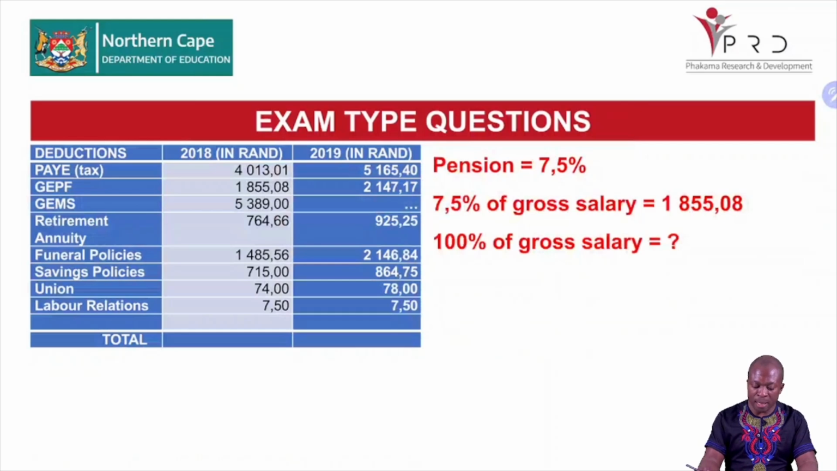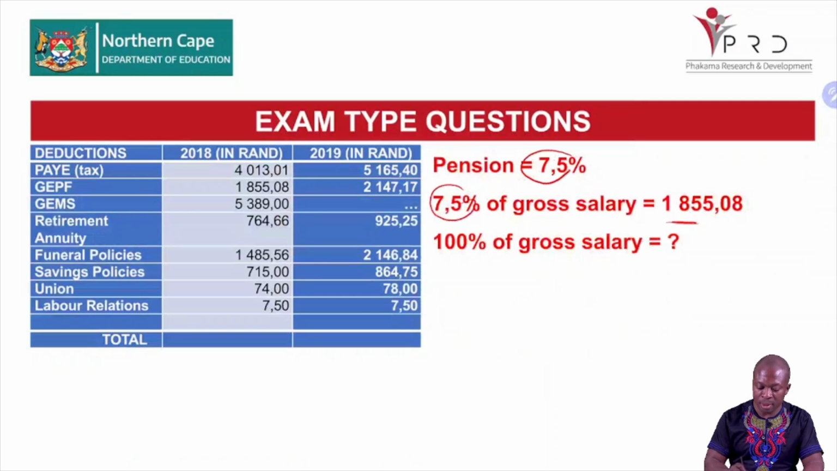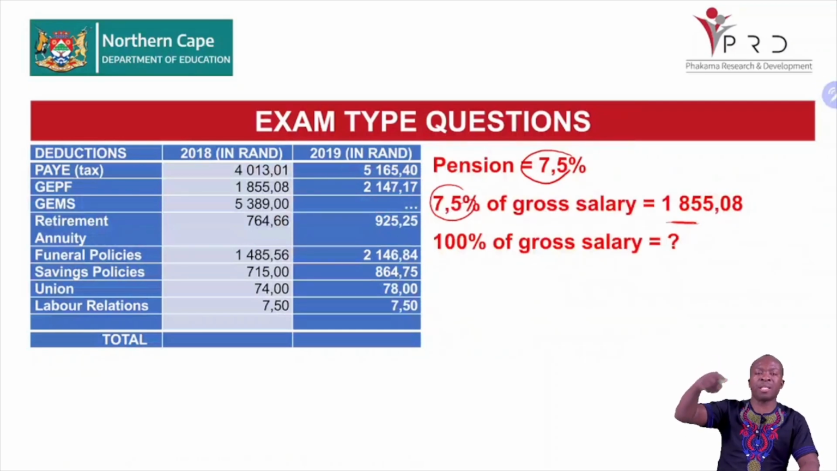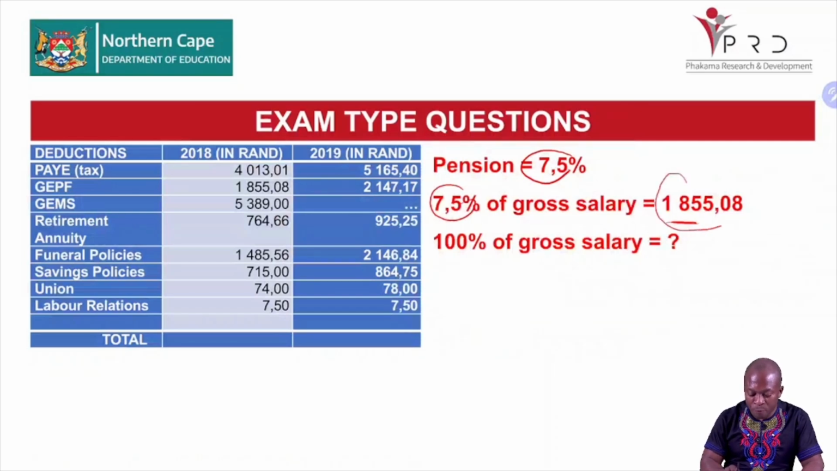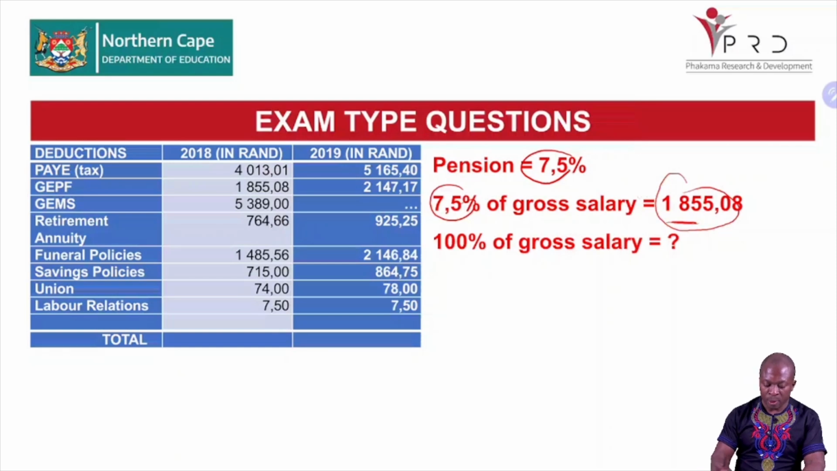Here is my pension fund. So 7.5% of the gross salary is going to be 1,855 rand and 8 cents. Remember in the scenario, I gave you that Nobuntu is part of the pension fund scheme. And the deduction is what? 7.5. That's why you see 7.5 here. So 7.5% of the gross salary is giving me 1,855 rand and 8 cents.